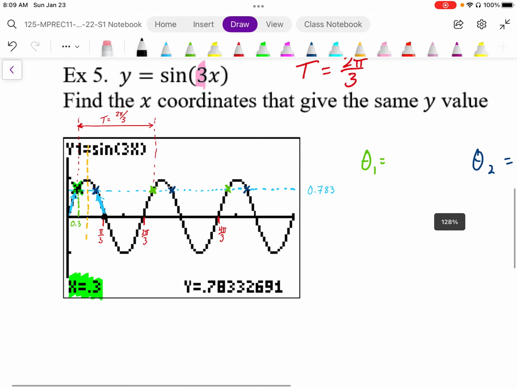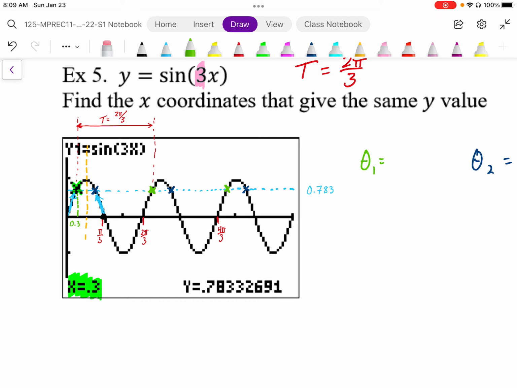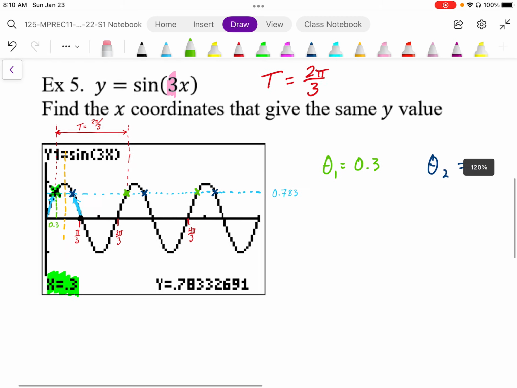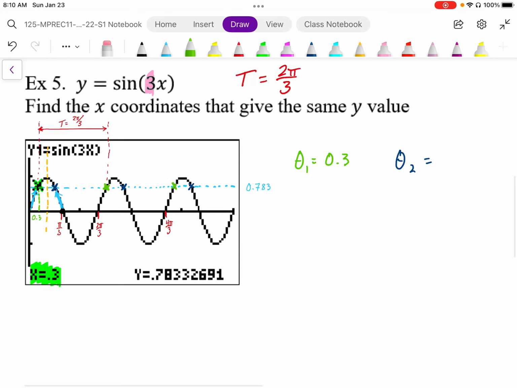So our first angle that was given was 0.3, that's our theta 1. That second angle, using the symmetry, we're going to start at pi over 3, and we're going to go backwards the same amount of 0.3. Once we have those 2 points, which represent theta 1 and theta 2, everything else is just a repetition. And they're going to repeat using the period of 2 pi over 3.